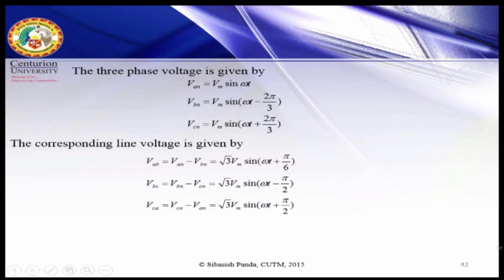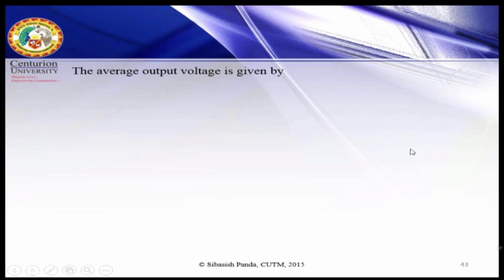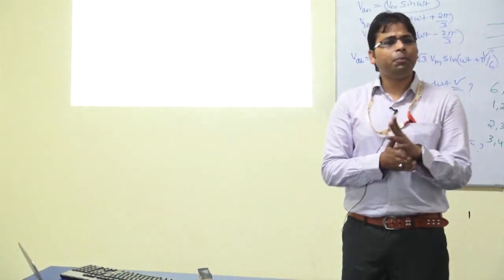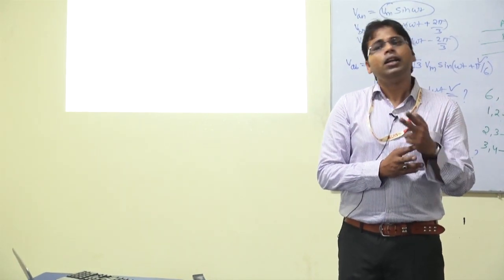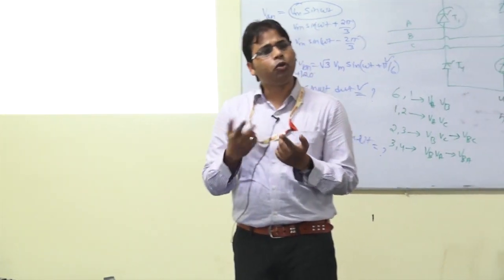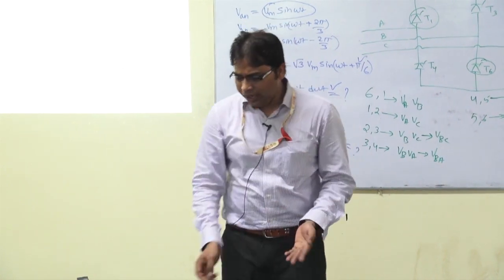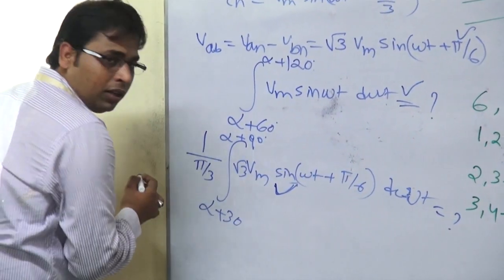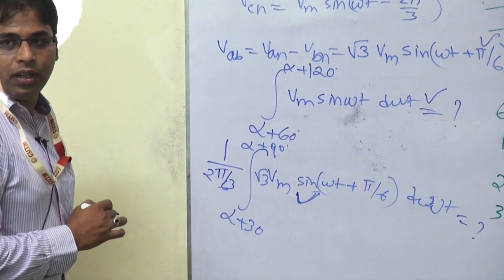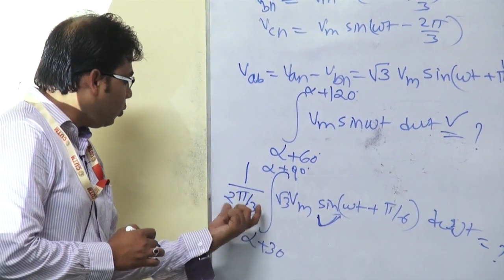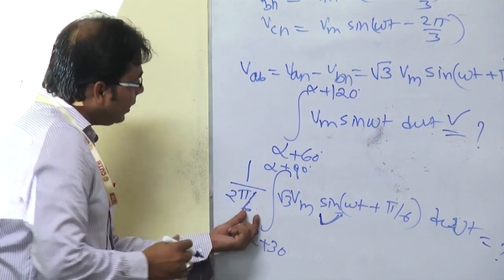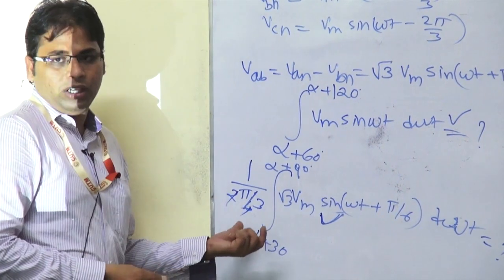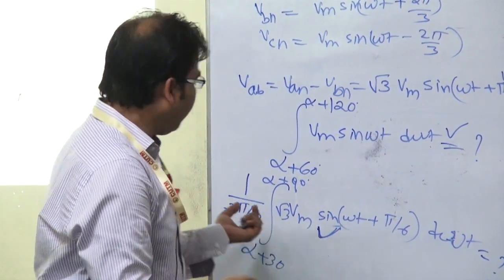So these are the corresponding line voltages, already we have discussed. These are the phase voltages and these are the line voltages. So the average output voltage: if you take up to pi, how many pulses are you getting up to pi? 3 pulses. Either you can take the average up to pi or up to 2 pi, no problem, both are the same. Why? Because the average is divided by pi by 3 or divided by 2 pi by 6. If you take the cycle up to 2 pi, how many pulses per 2 pi? 6 pulses. So again you will get pi by 3 only. So better to take up to pi.